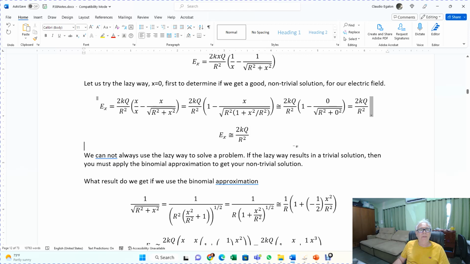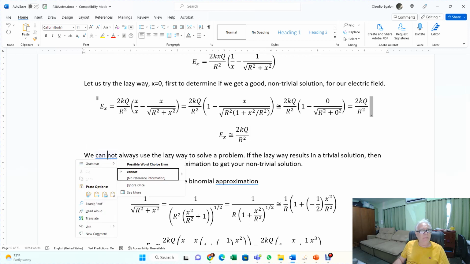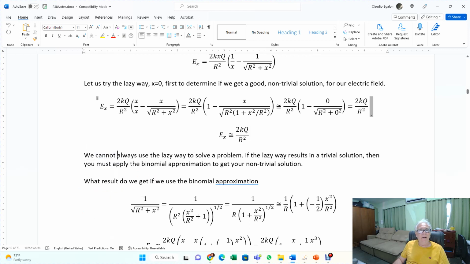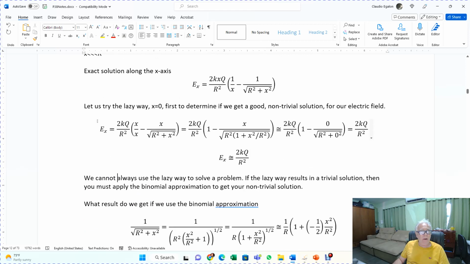So we get this interesting result that for a position x very close to the surface of the disk, the electric field is going to be a constant, a uniform electric field. Okay? And that's an important result here. Let me show you.